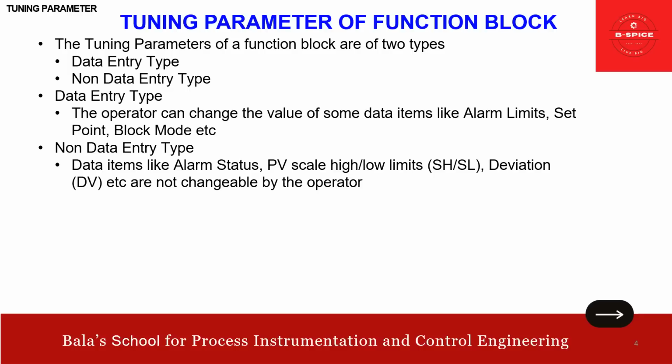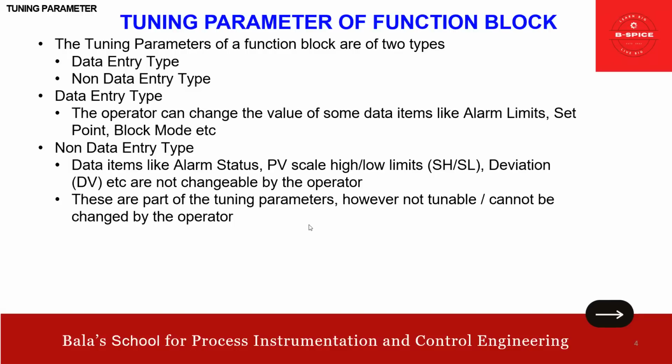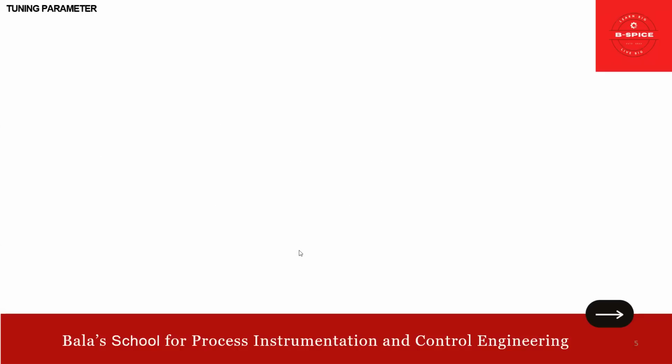So this is the deviation. Now the main point is data entry type: alarm limit, set point, block mode, all this. Non-data entry: alarm status, PV scale, high, low limit, deviation. All these are not changeable by the operator. These are part of the tuning parameters, but however not tunable, cannot be changed by the operator. So that is the point.